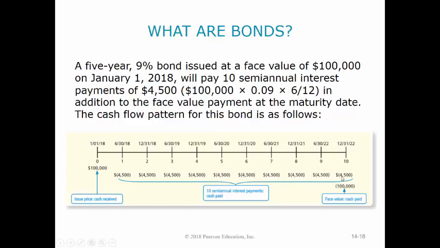And then once the bond becomes mature, and it's a 5-year bond, so from January 1st, 2018 till December 31st, 2022, 5 years have passed. At the end of that, we need to repay the face value of the bond. So in this case, we would pay that $100,000 back to our bondholders.